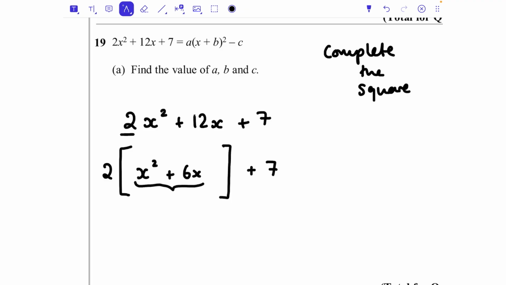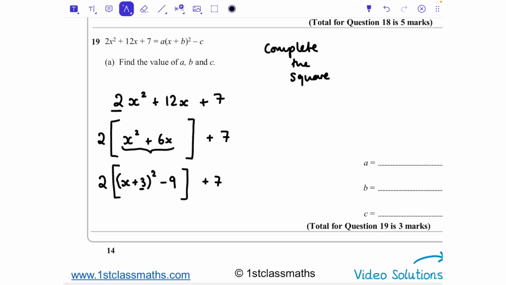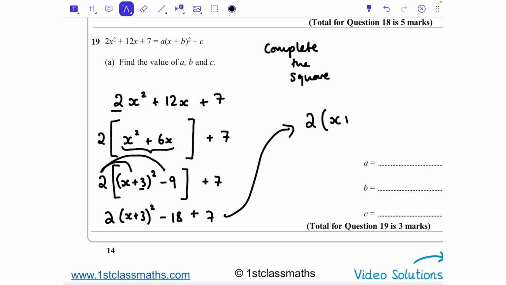Now we can complete the square on this bit. So it's going to be x add 3, always halving that 6, squared. Take away whatever this is, squared, so that's take away 9, and that is what is now going in your brackets. So I've got 2 lots of that, and then I'm adding 7. Now expanding out that square bracket then, I've got 2 lots of x add 3 squared, minus 18, because I've got 2 lots of this and 2 lots of this, and then add 7. So altogether, my final answer is 2 lots of x add 3 squared. I've got minus 18 and I'm adding 7, so minus 11.